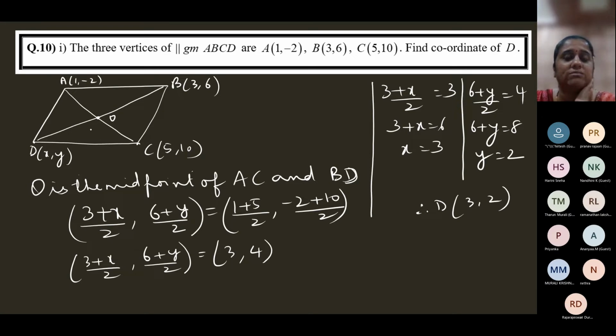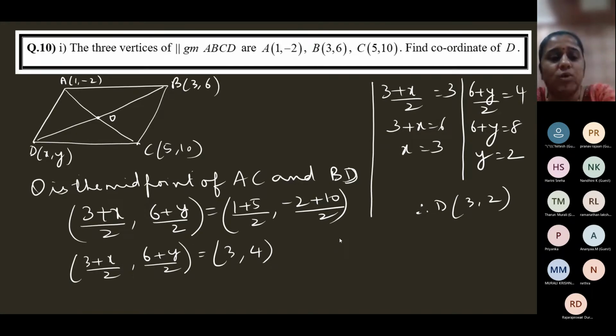Using BD, midpoint is x1 plus x2 by 2, y1 plus y2 by 2. So 3 plus x, because O is the midpoint of BD, so B and D you must use. So 3 plus x by 2, 6 plus y by 2 will be the coordinates of O. How will you find the coordinates of the same point O using A and C? 1 plus 5 by 2, minus 2 plus 10 by 2.